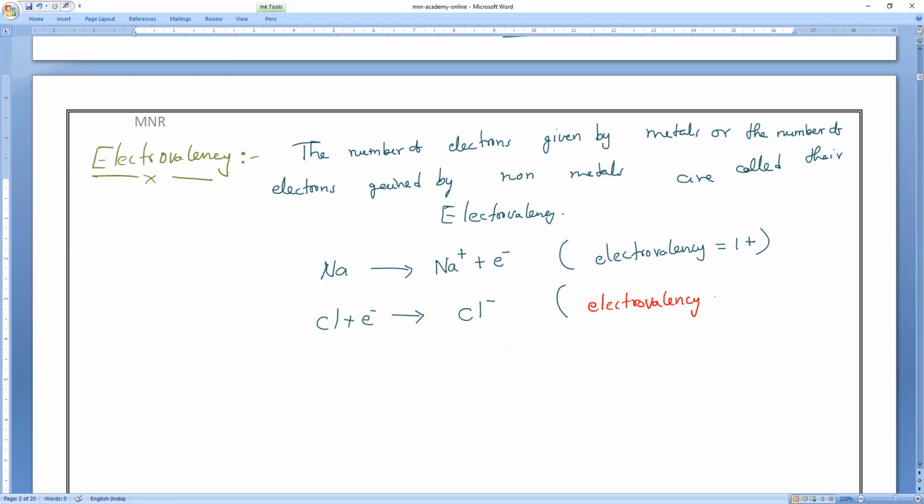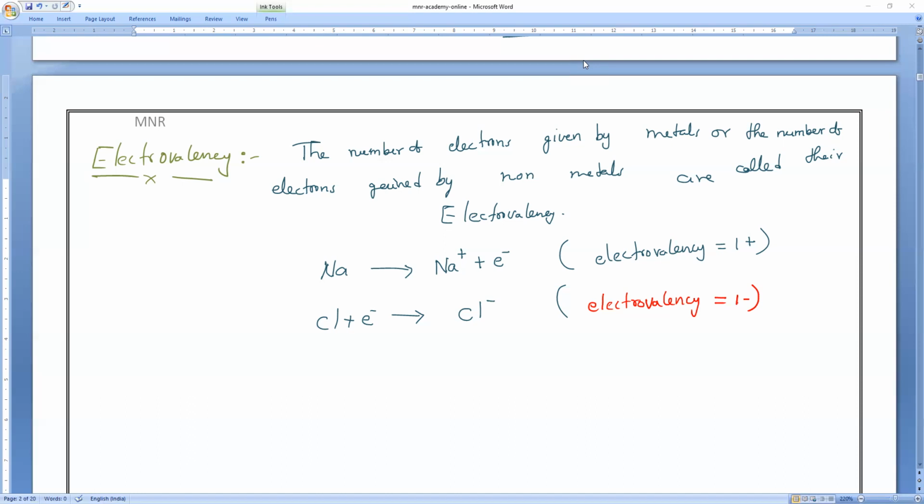I hope everybody understands what electrovalency is. Nothing but how many electrons are donated or how many are received. That's what we call electrovalency. I hope everybody is clear. Any doubt, please let me know. All of you understand? Yes, sir. Any doubt anybody can ask me, or else I will start now.